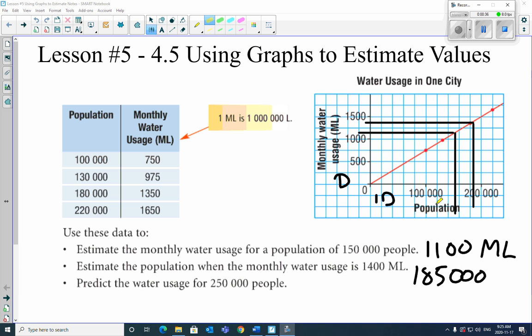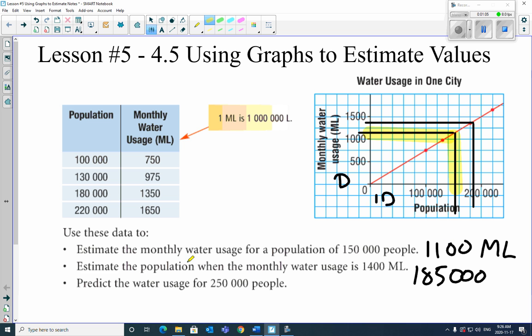So population down here, we look for where 150,000 is, right about here. We draw a line straight up until we hit the red line, and then we go straight across until we get our value over here. You can see how we just drew in that line. It's estimating, so you're not going to have an exact answer. I figure about 1,100. If you had maybe 1,200, some of you had maybe 1,050, those are all acceptable answers, okay?